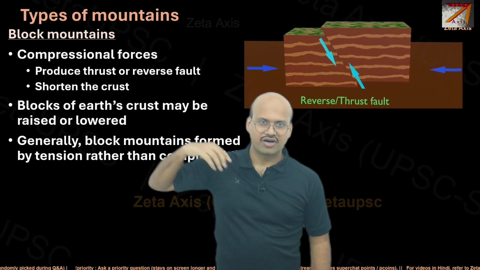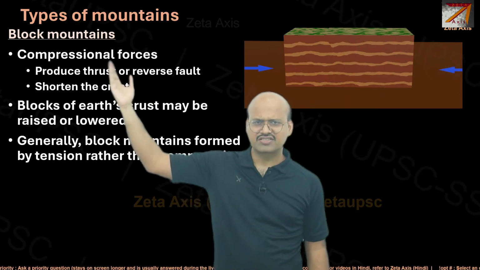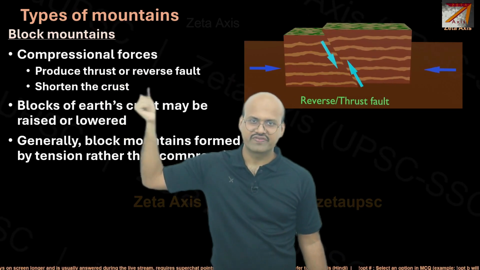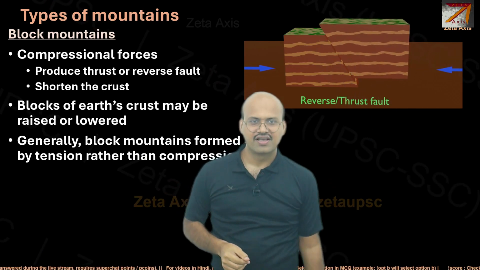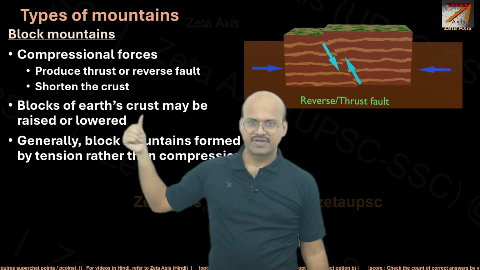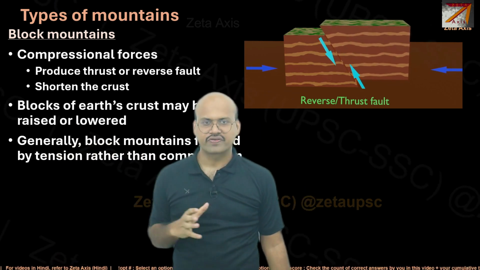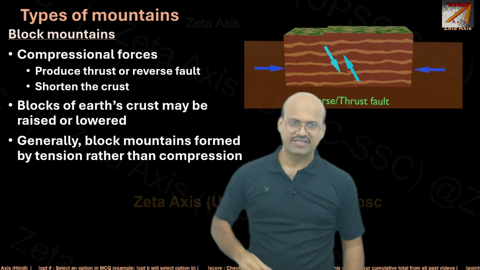Compressional forces. So far we have seen that block mountains were created by tensional forces, but compressional forces can also create block mountains through reverse fault, which is an example over here. Here compressional forces are creating the block mountain. A block of earth crust may be raised or lowered because of the compressional force. However, most of the time block mountains are formed by tension rather than compression.